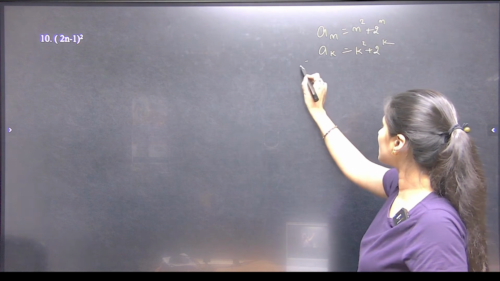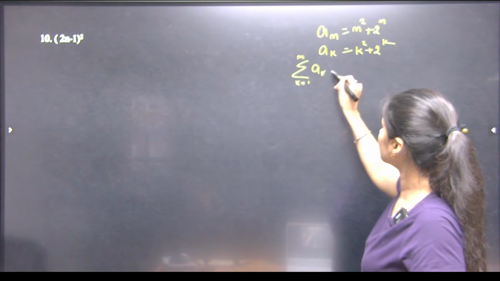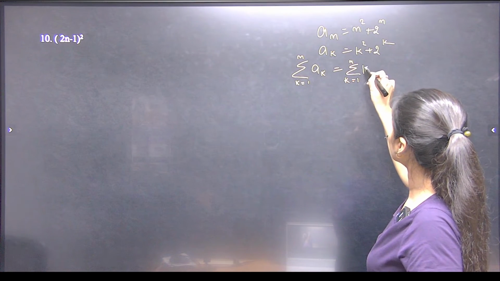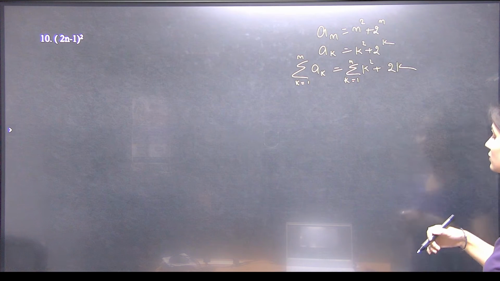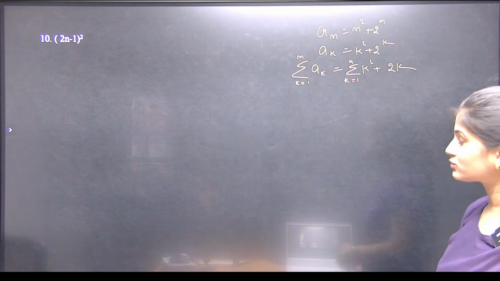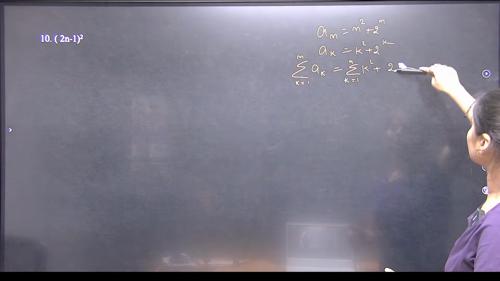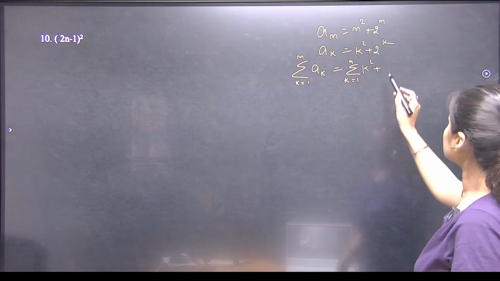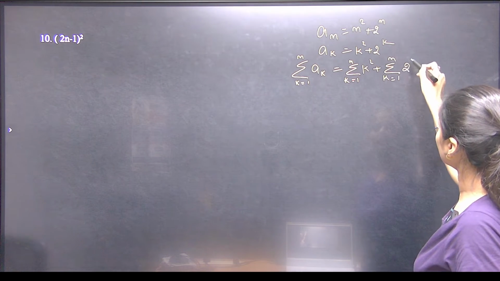Okay, on putting summation, k equal to 1 to n, a_k is equal to summation k equal to 1 to n k square plus 2 to the power k. I'm sorry, it is in power. So it is summation k equal to 1 to n 2 to the power k.